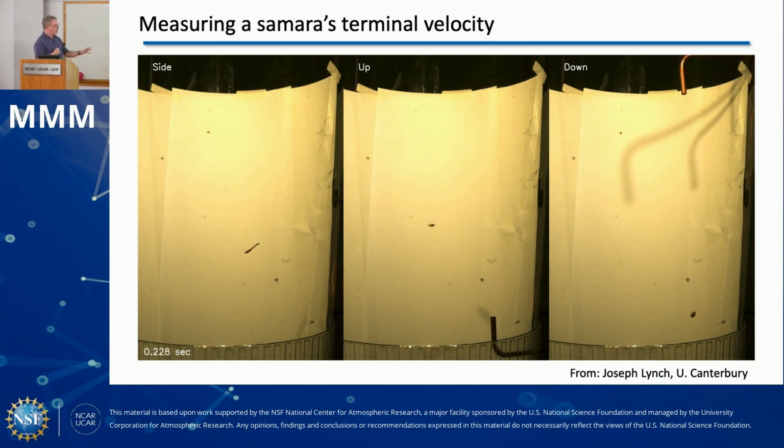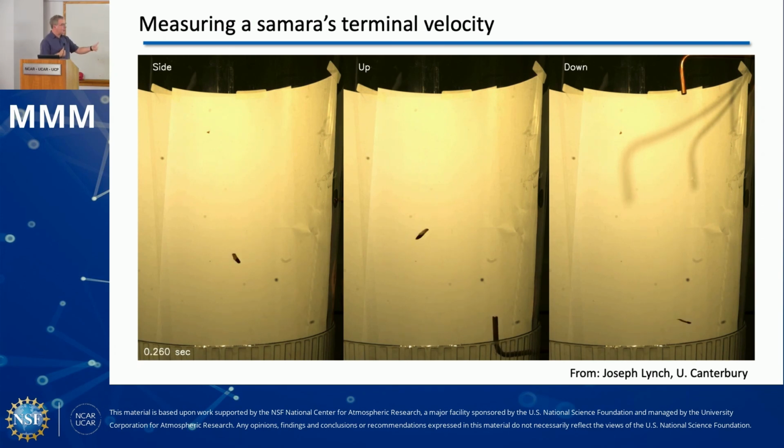This is really work of our colleagues in Canterbury, but we're using this information to help us. So basically, the terminal velocity is when the action of gravity on the mass of the seed balances the drag of the seed, so it is falling at a fixed speed.